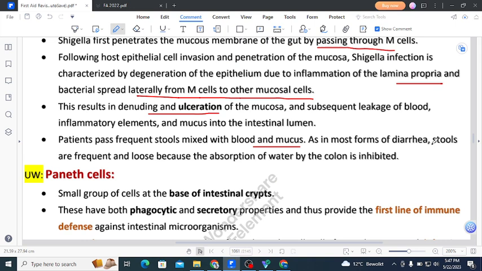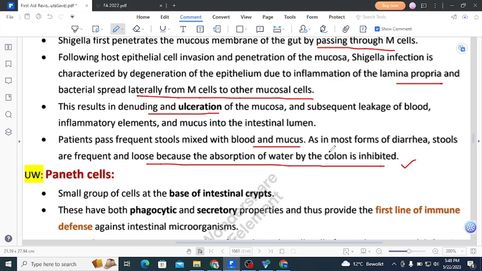As in most forms of diarrhea, stools are frequent and loose because the absorption of water by the colon is inhibited. When the intestinal and colonic mucosa become inflamed, water reabsorption is decreased and, as a result, there are frequent loose stools characteristic of diarrhea, and they are also tinged with or containing frank blood because this is a kind of dysentery.